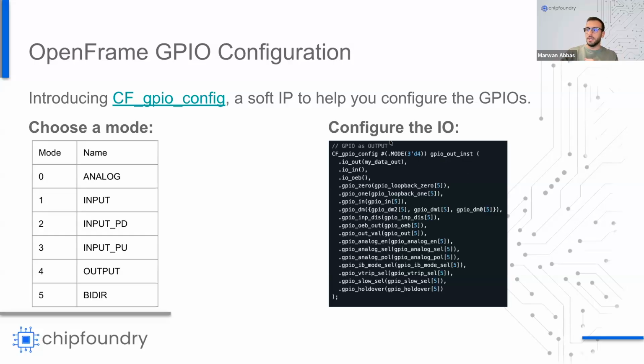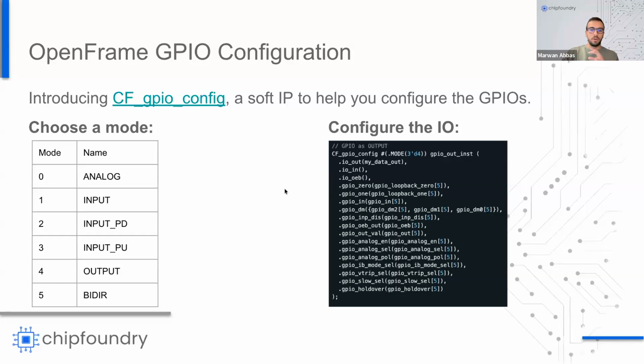So here, like it's shown here, you instantiate the IP and you choose the mode, so one of these modes. And then this is your interface, output or input or output enable, and then you connect the relevant GPIO pins from OpenFrame. So these are all the pins that are provided already in OpenFrame. So you just connect them to that IP and connect your design to the interface for that IP.